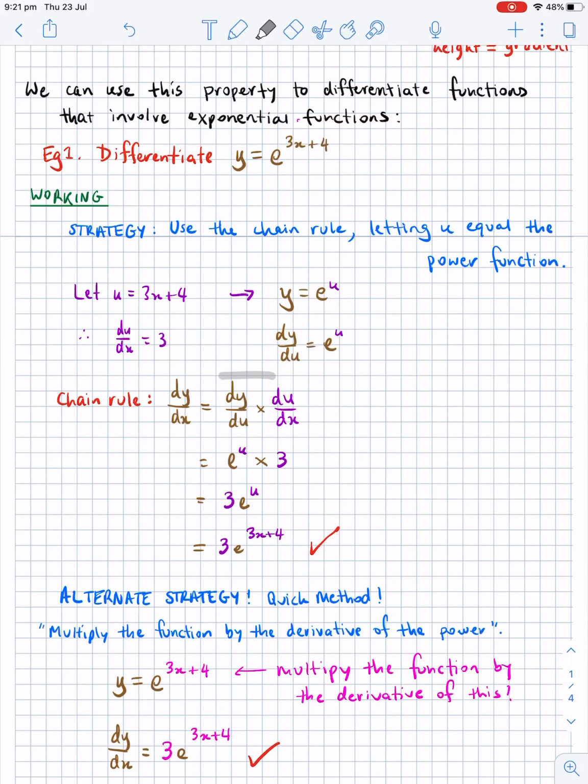And if we remember that our chain rule is this formula right here, we have to multiply our du/dx by our dy/du, and we get this, which is going to be e to the power of u times 3, which is 3e to the power of u. And eventually we have to change our u back to what it's equal to. U has got to change back to 3x plus 4, and we get this as our derivative.